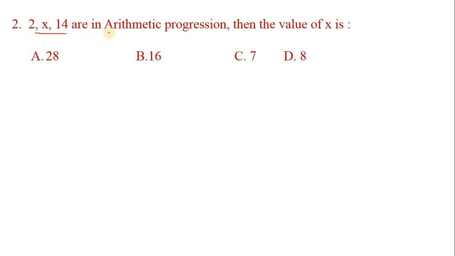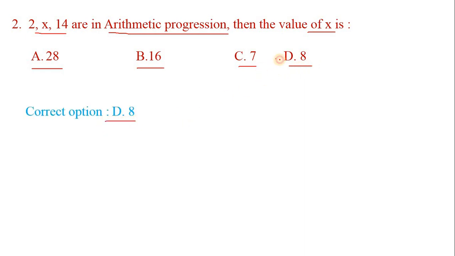2, x, 14 are in arithmetic progression. Then the value of x is; options are 28, 16, 7, 8. Children, this problem we can solve in many methods. First, let us look into the correct option. That is option D, 8. So this is the correct answer.